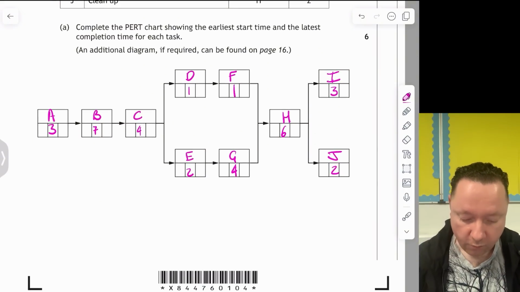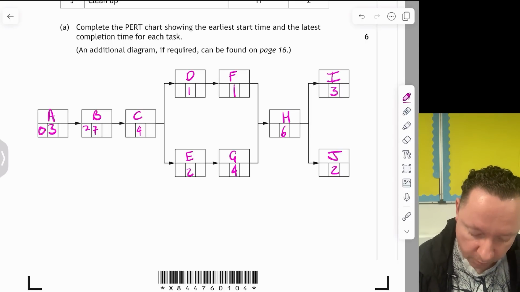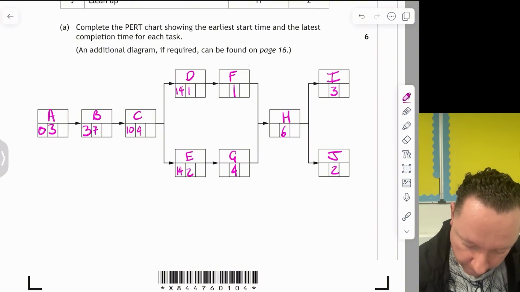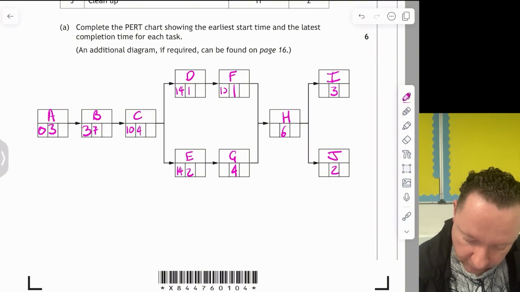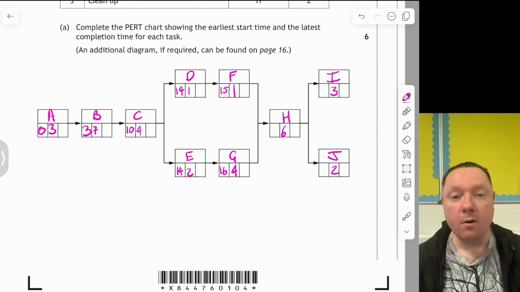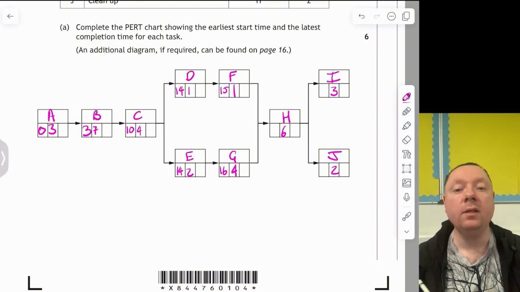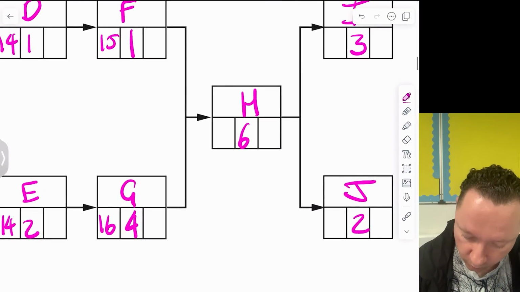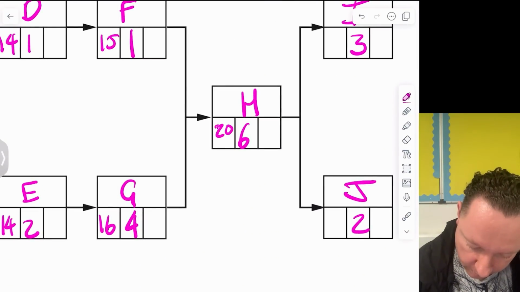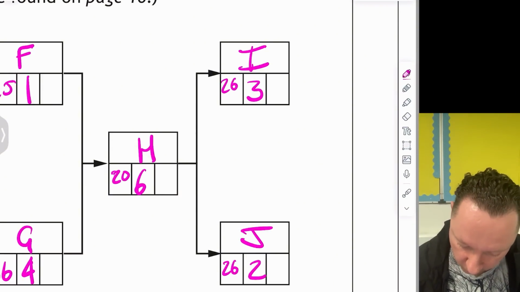Going forwards, we do a forward scan. So how do we do a forward scan? We start with 0. 0 plus 3 is 3. 3 plus 7 is 10. 10 plus 4 is 14, so they're both 14. 14 and 1 is 15. 14 and 2 is 16. And now we've got a choice. 15 and 1 is 16. 16 and 4 is 20. We take the longest one because we need to wait. So it's 20 for here. 20 plus 6 is 26. And that's us done our forward scan.